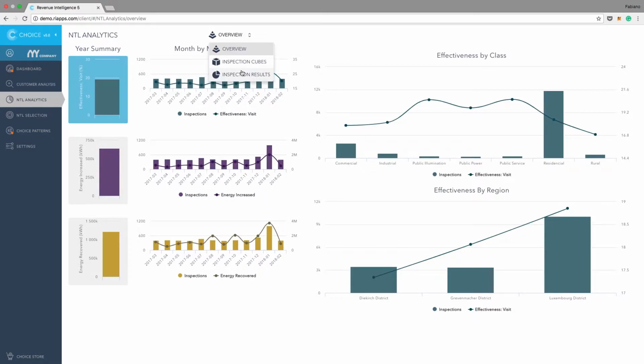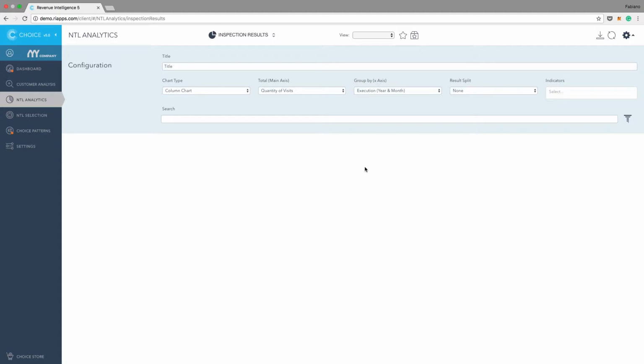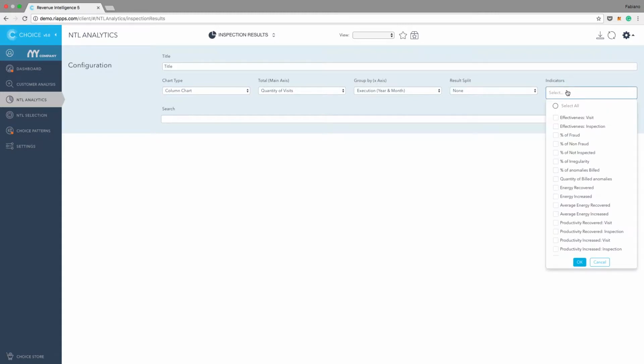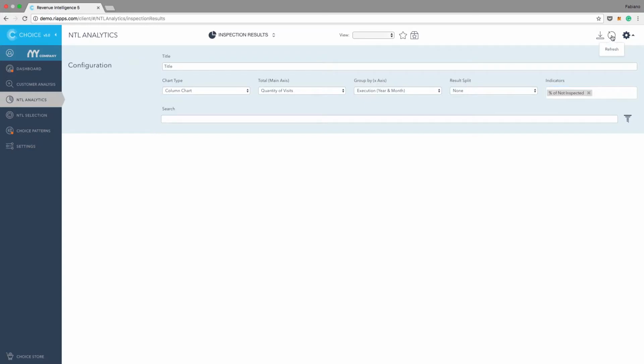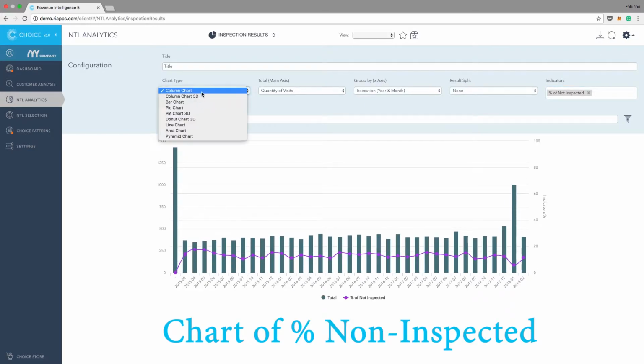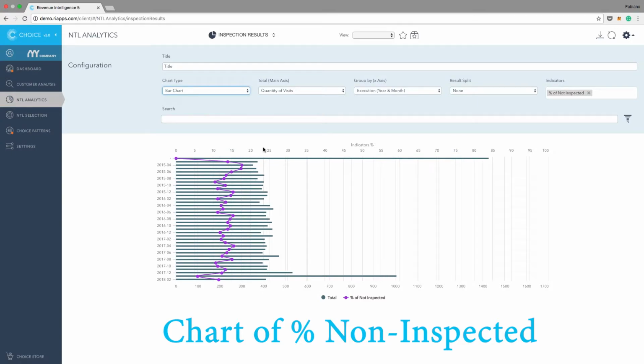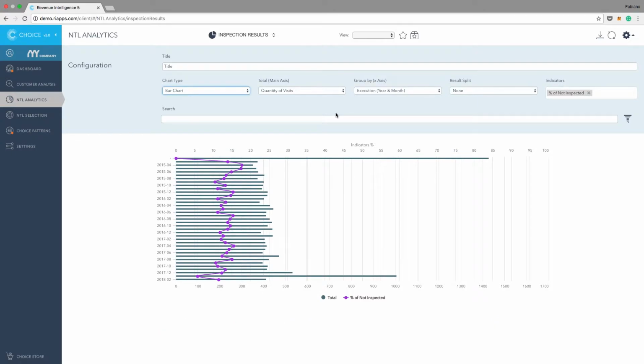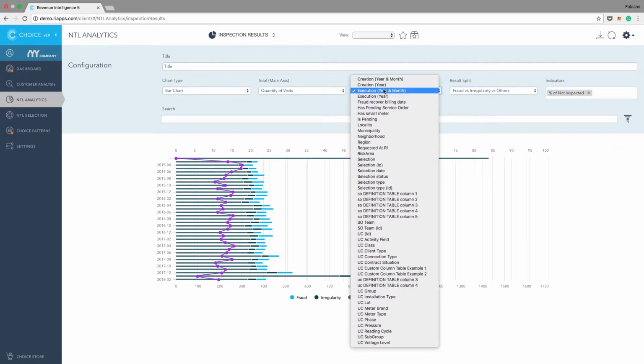So let's go to inspection results. I'm going to filter with the non-inspected indicator, the percentage of not inspected. Okay, so let's update the chart here. Let's do something different. Let's do a bar chart, split by fraud, irregularity, and others. So here we are checking our non-inspected indicator month by month, but instead of month, let's go directly to locality.